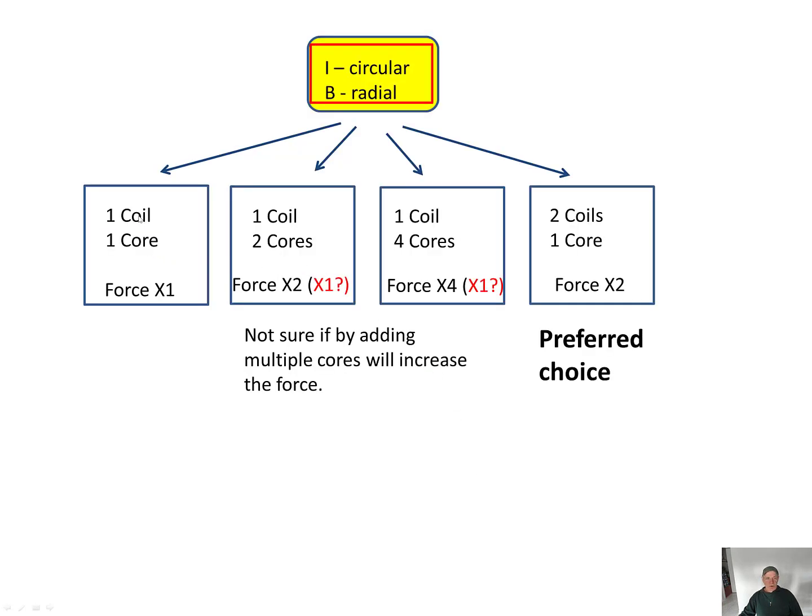So we explained one coil, one core, and we explained two coils and one core, and the force is 2 times, where the former is 1 time. We can also add one coil and two cores. Is the force double? I'm not so sure. Or you can have one coil and 4 cores. Does the force go to 4 times? I'm not sure. Not sure if adding multiple cores will increase the force.